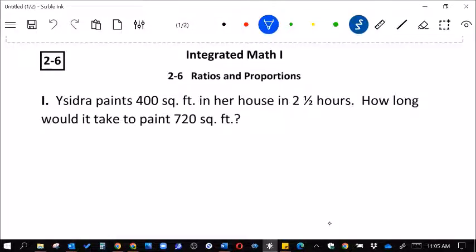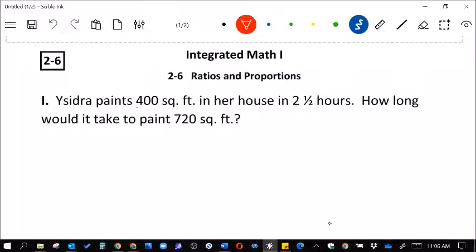Welcome. We're going to look at solving a word problem using a ratio or proportion. Now, instead of a word problem, think of it as just an application of something. We're going to apply a ratio to this. So let's look at what's being said.